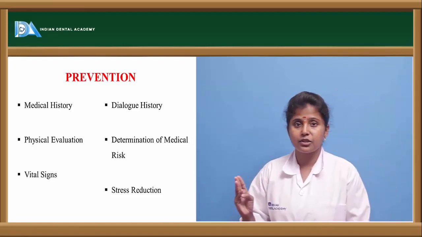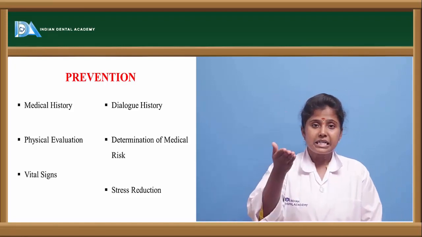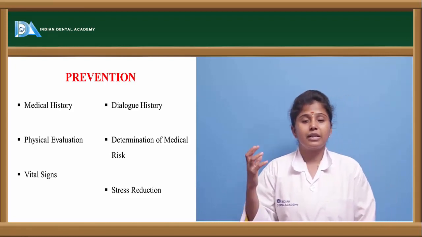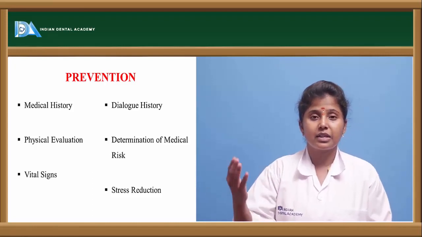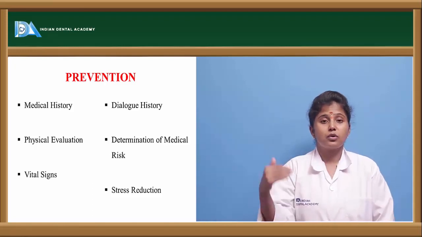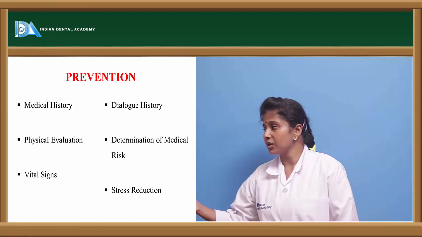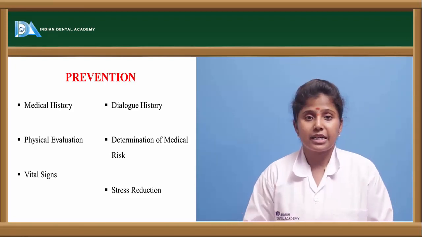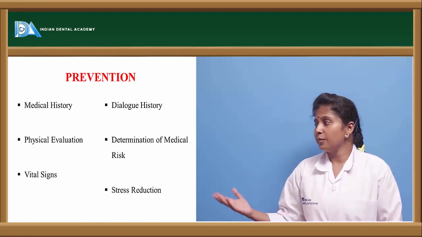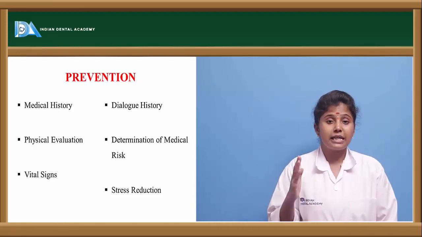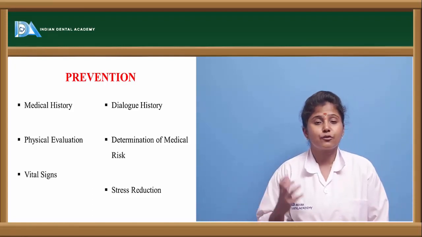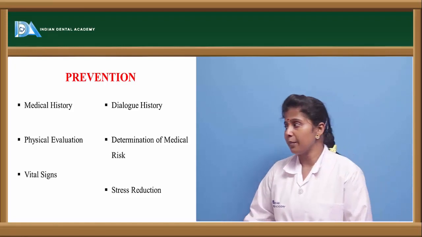We need to know the medical history of the patient: what disease he suffered from and what medication he took. And physical evaluation: we need to evaluate the person physically, whether his blood glucose levels are normal or not, whether his blood pressure is normal or not, what his body weight is; everything should be measured. And vital signs should be measured. Then dialogue history, determination of medical risk, how much risk he is at from medications, and stress reduction. All these have to be taken into consideration before giving the prevention.